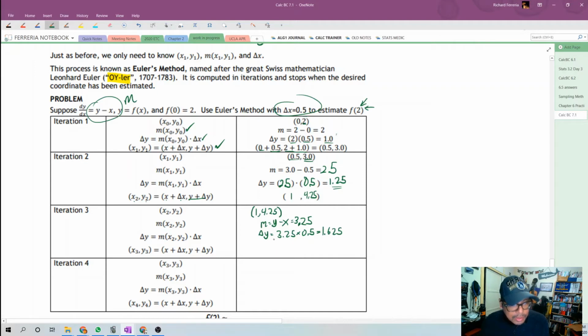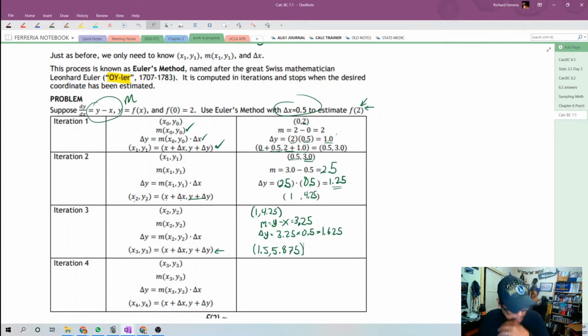All right. x plus delta x, y plus delta y. Let's see, 1 plus 0.5 is 1.5. 4.25 plus 1.625, that is 5.875. Are we there yet? No.